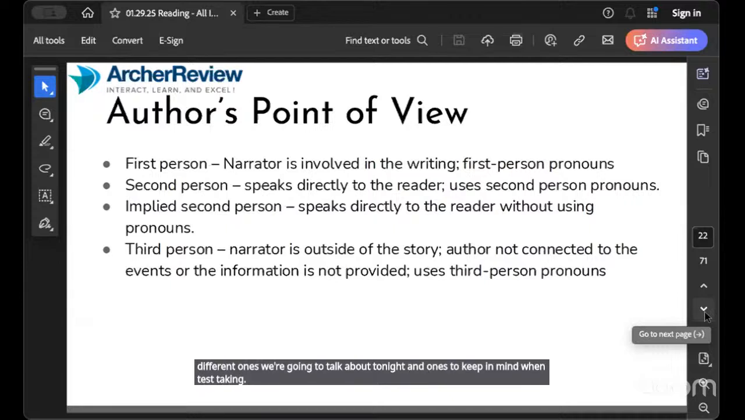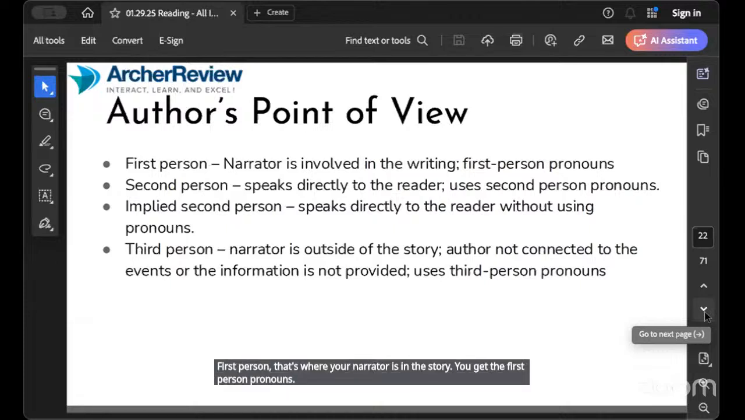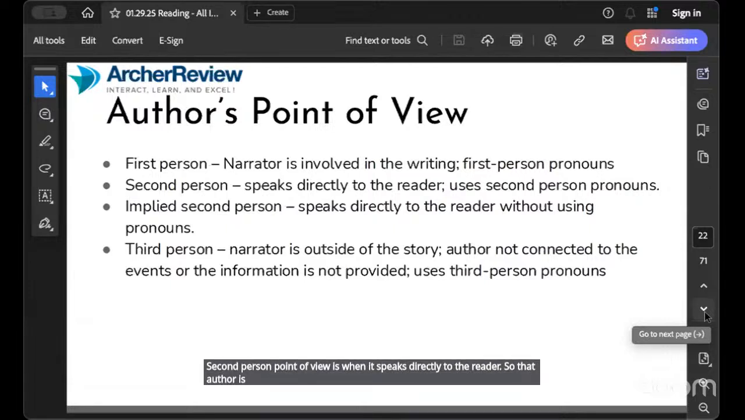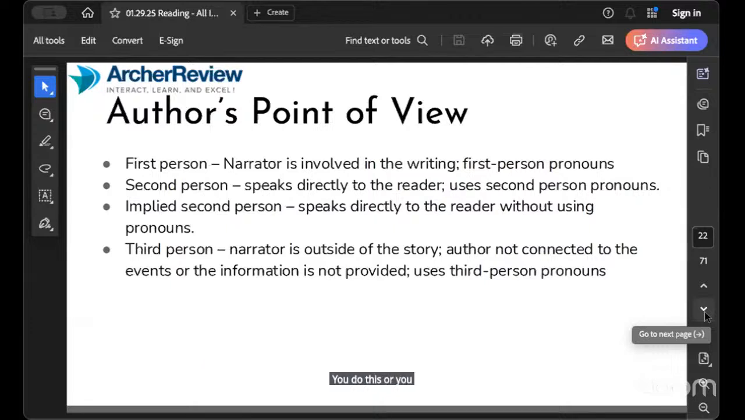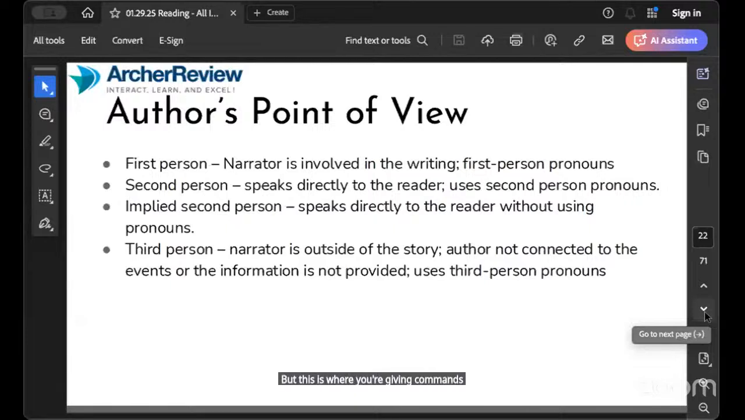First person, that's where your narrator is in the story. You get the first person pronouns. I, me, my. The narrator is one of the characters within the story, the primary character at that. Second person point of view is when it speaks directly to the reader. So that author is speaking directly to you, the reader. This is where you're going to use second person pronouns. You do this, or you may not see the direct second person pronouns. You might have what we call implied second person, the implied you. But this is where you're giving commands. You're speaking directly to the reader.